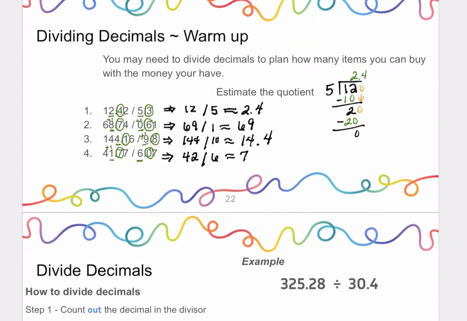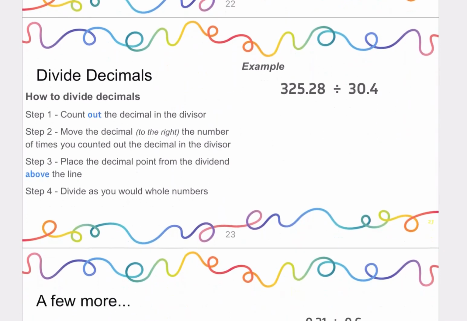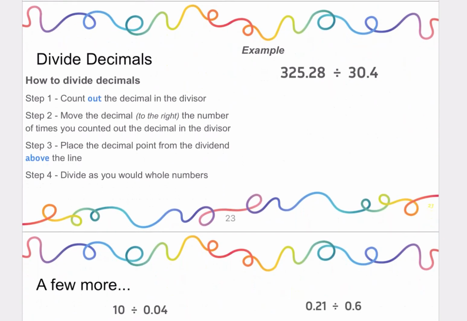All right, let's practice dividing some decimals without estimation. In order to divide decimals without estimation, step number 1 is to count out the decimal in the divisor. Step number 2 is to move the decimal to the right the number of times you counted out the decimal in the divisor, and you do that to the dividend. Step number 3 is to place the decimal point from the dividend above the line. So you may hear me say, pop that decimal up, and I will show you exactly what that means. Step number 4 is divide as you would whole numbers.